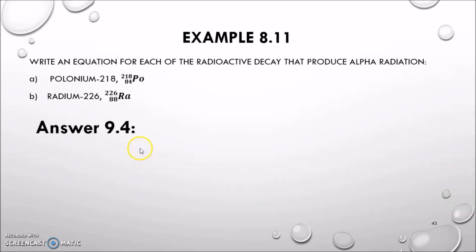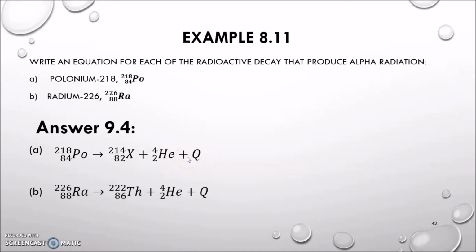Example 8.11, write an equation for each of the radioactive decay that produce alpha radiation or alpha particle. A. If the polonium undergoes alpha decay, it will produce a new element. You can use symbol X to represent the element, plus with alpha particle and also energy. B. We have radium. It will produce a new element. If you don't know what is the new element, either you can refer to the periodic table or you can just put X to represent the element, plus with the alpha particle and also energy.